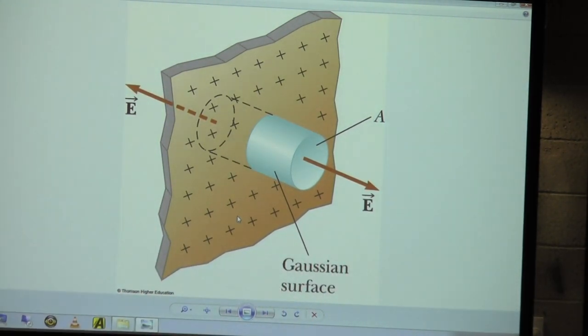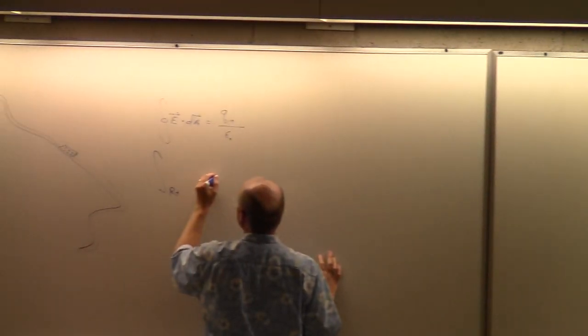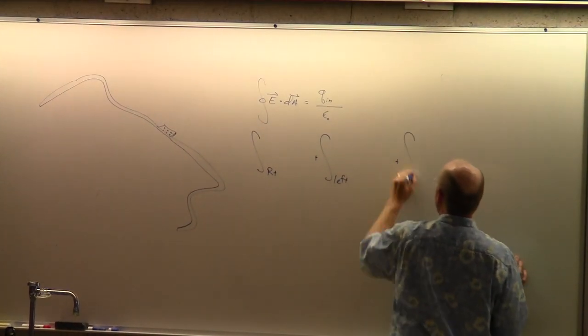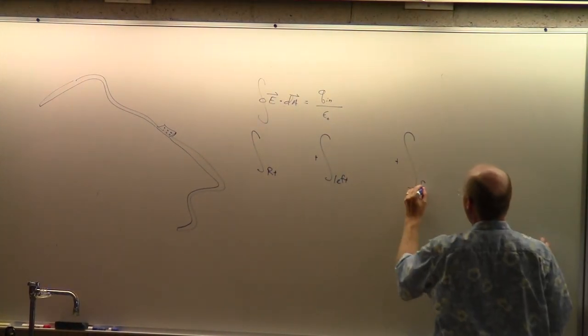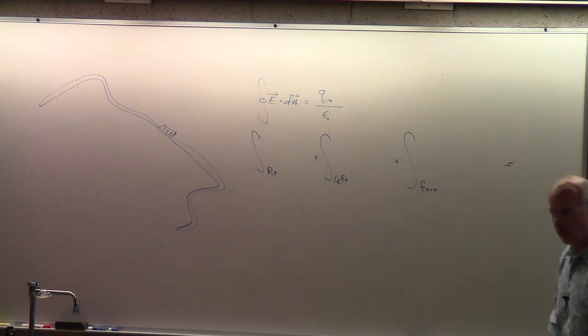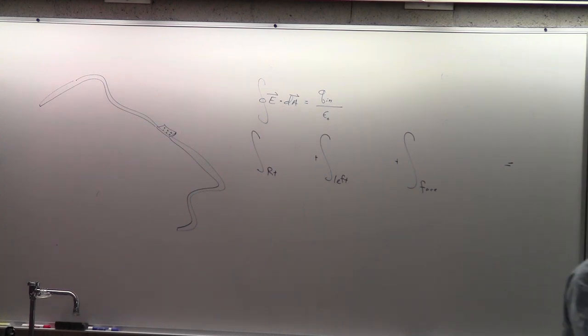And so when I do this equation, I have to do the right part of it, I have to do the left part of it, and I have to do the wrapped around part, which I call the face, in order to do that integral. But the wraparound part, the face part, how much flux goes through it?